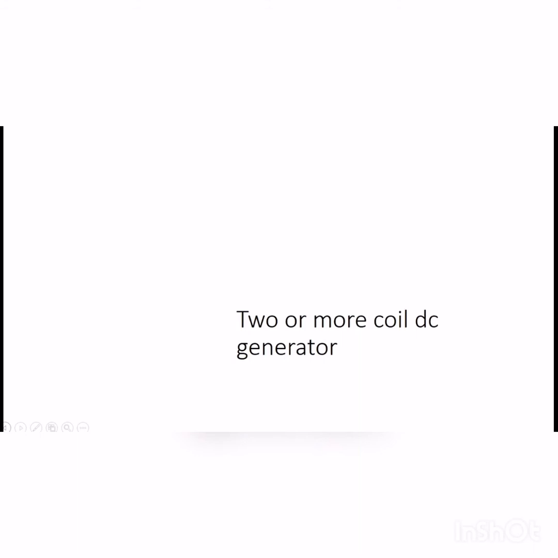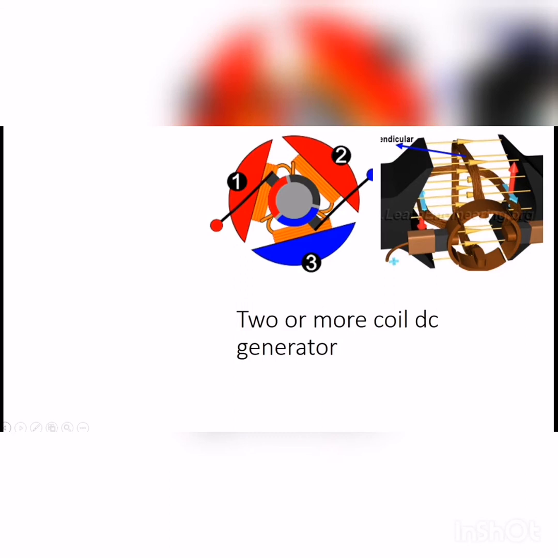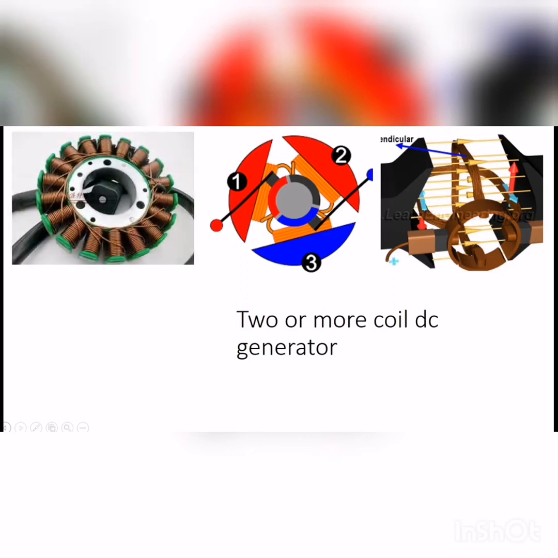Hi everyone, I'm Jonah and I'm going to talk about DC generators with 2 or more coils. Now I'm going to show you a few examples of this DC generator. The first one is a 4-coil DC generator and the second one is a 3-coil DC generator. And the last one is a DC generator with more than 10 coils, which is commonly used in industry. So each structure is similar to a typical DC generator but just with extra coils.